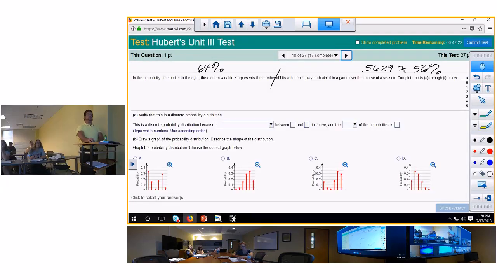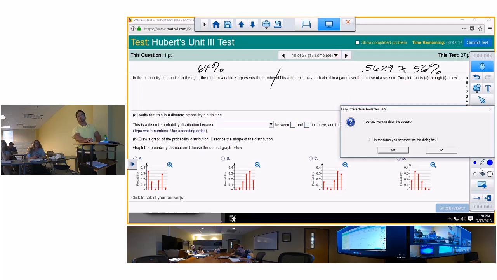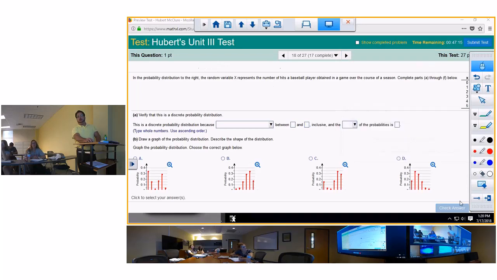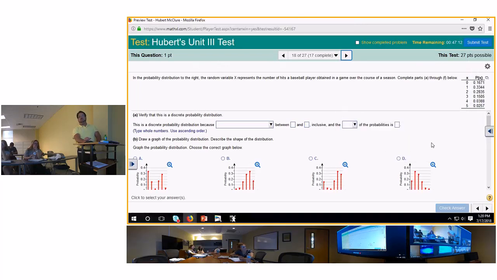In the probability distribution to the right, let me move this out of the way. Let me get rid of all the marks on the board. And get this out of the way. X represents the number of hits a baseball player obtained in a game over the course of a season. So 0 hits, 17%. 1 hit, 33%. 2 hits, 28%. 3 hits, 15%. 4 hits, 3%. And 5 hits, 4%.